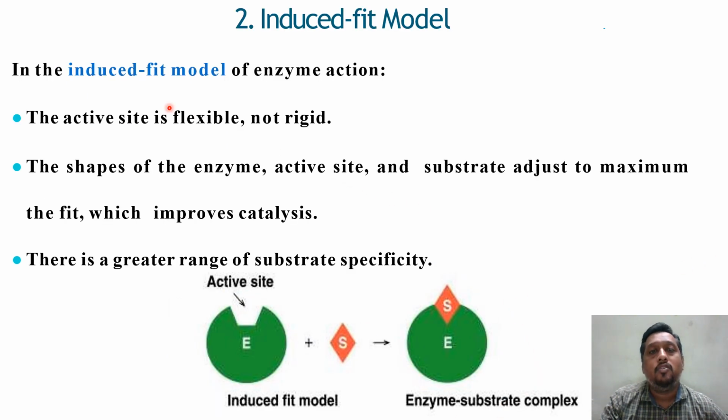On the other hand, in the induced fit model of enzyme action, the active site is very flexible and not rigid. The shape of the enzyme active site and substrate adjust to maximize the fit, which improves the catalysis. There is a greater range of substrate specificity. You can see the active site is of a different shape in the enzyme, and the substrate is of a different shape, but when they form an enzyme substrate complex, they make a maximum fit by adjusting themselves. When there is a maximum fit between the enzyme and substrate, then catalysis can happen to a greater extent to deliver the product.